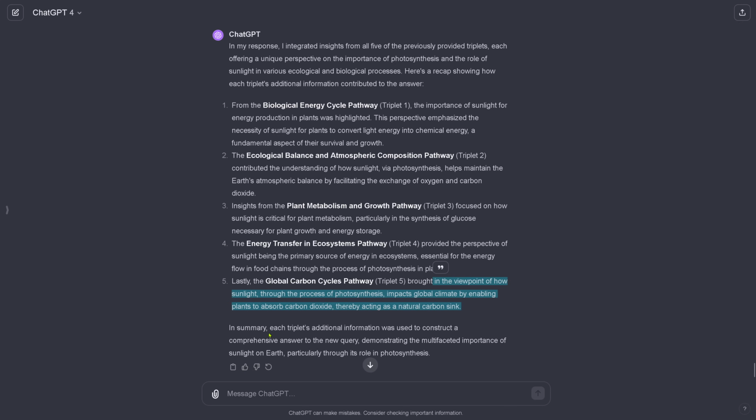So you see, in summary, each triplet's additional information was used to construct a comprehensive answer to the new query, demonstrating the multifaceted importance of sunlight on Earth, particularly in its role in photosynthesis.